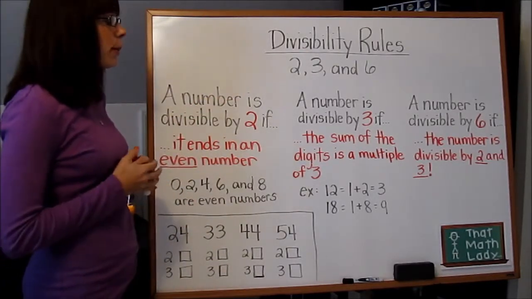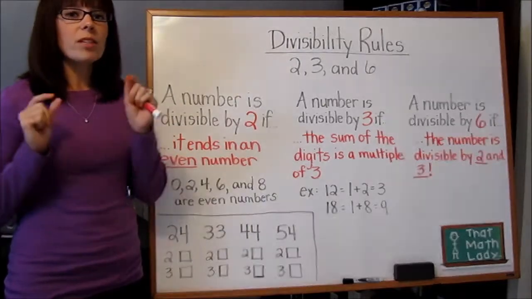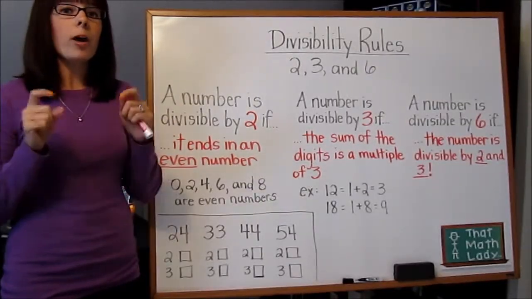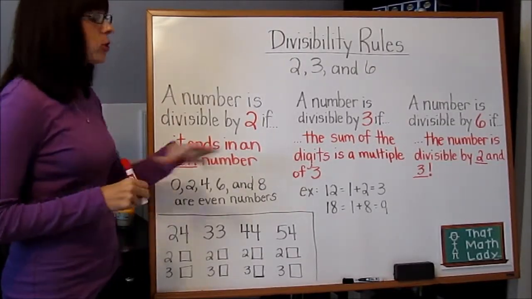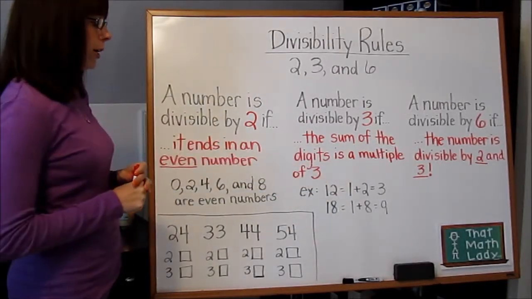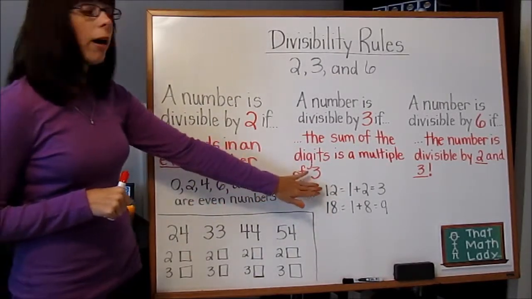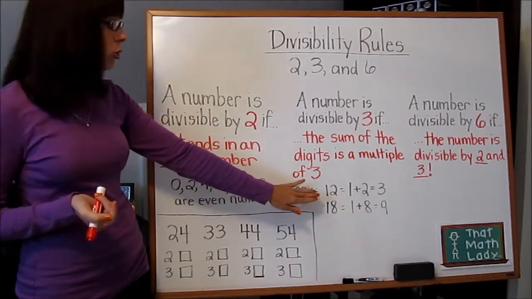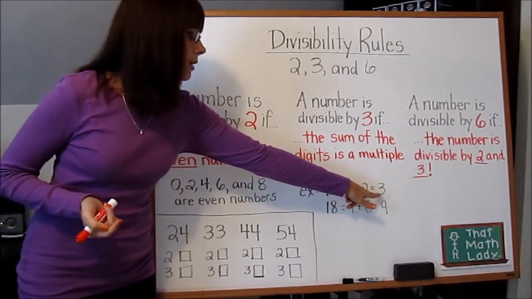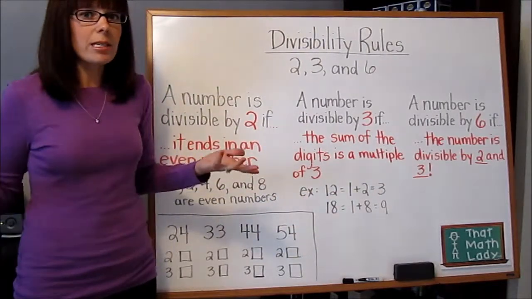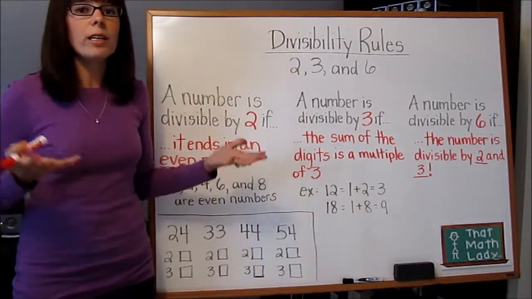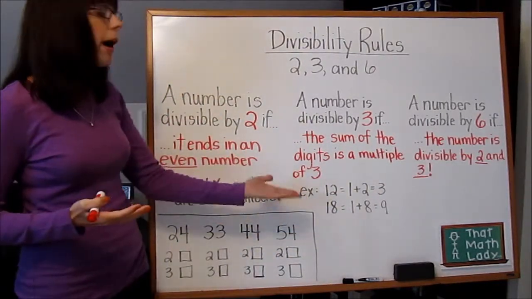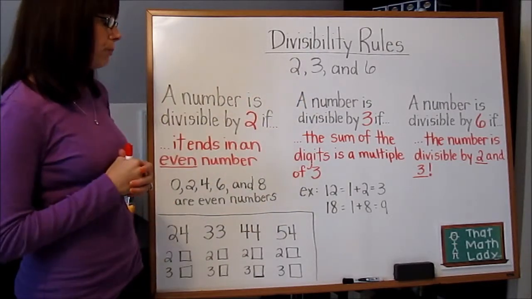A number is divisible by 3 if the sum of the digits in the number is a multiple of 3. And I have two examples right here to illustrate that for you. So if the number is 12, you're going to add the two digits that make up 12, 1 and 2, and you're going to see what it comes out to be, which is 3. And 3 is a multiple of 3 because 3 times 1 is 3. So you know that 12 is divisible by 3.